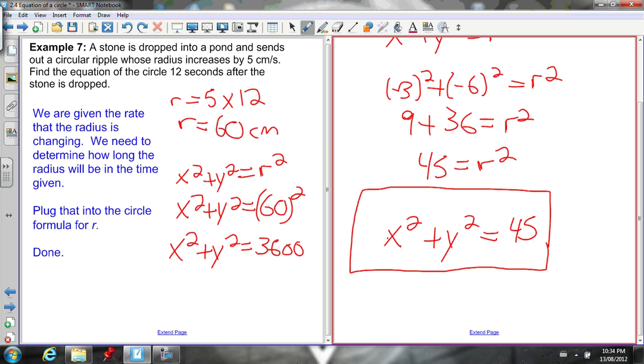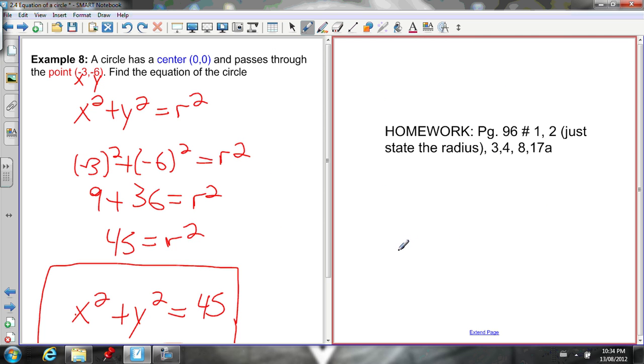Okay, let's see if there's anything else. Okay, so that's it. The 3 types of questions pretty much that we did: we were given the radius and we had to find the equation of the circle. If I was given the radius, I plug in for r and then square that to find the equation of the circle. Or I give you the equation of a circle and I ask you for the radius. So I give you the r squared value. You have to find the radius by square rooting that.